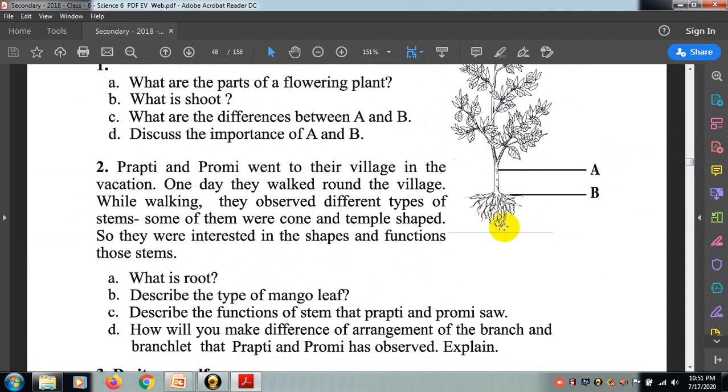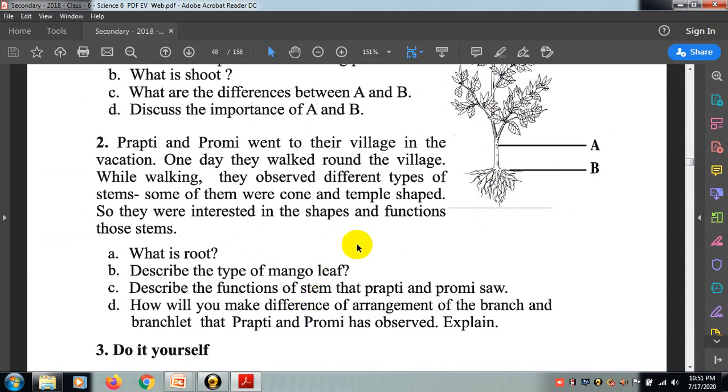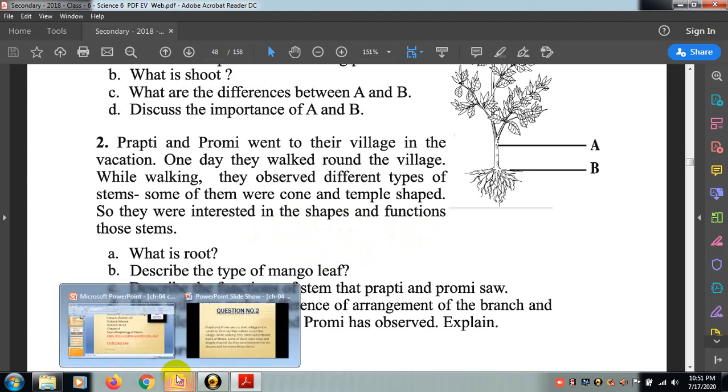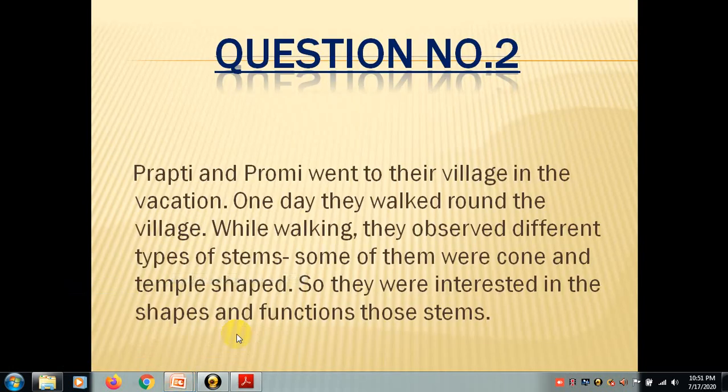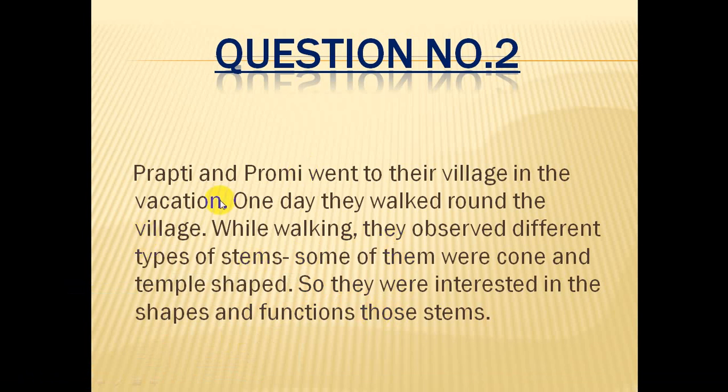So see, this is our question answer number 2. Papri and Promi went to their village in the vacation. One day they walked around the village. While walking, they observed different types of stems. Some of them were cone and temple shape. So they were interested in the shapes and function of the stem. Okay, so now we'll directly go to the stem of the book page I have written here.